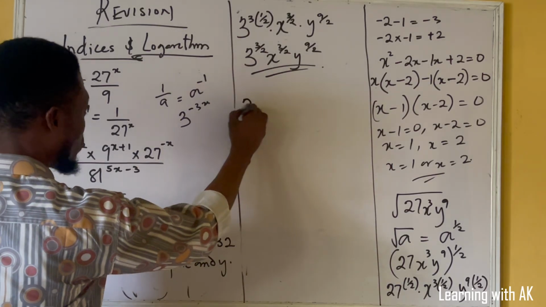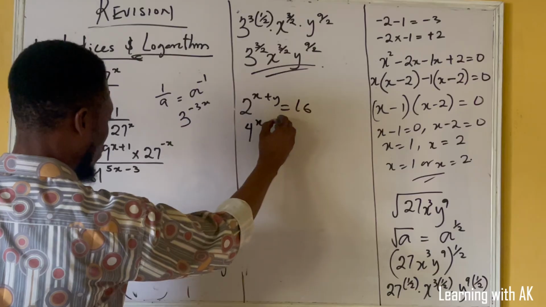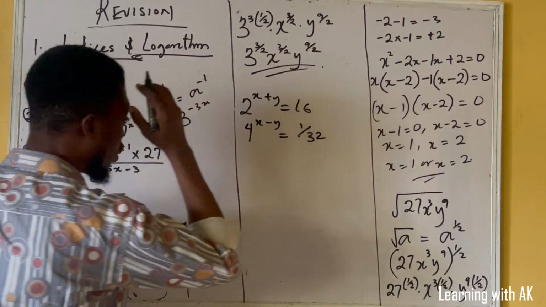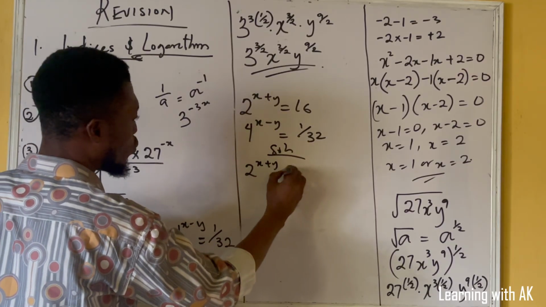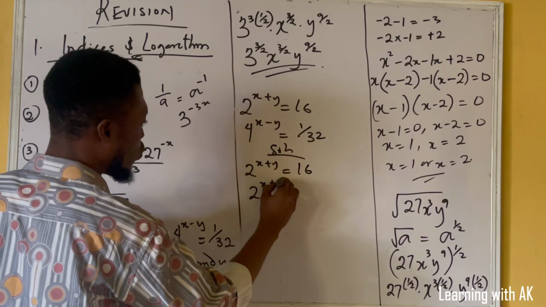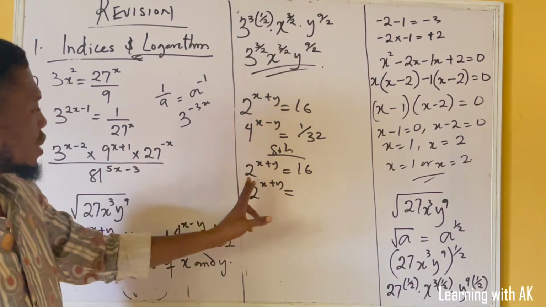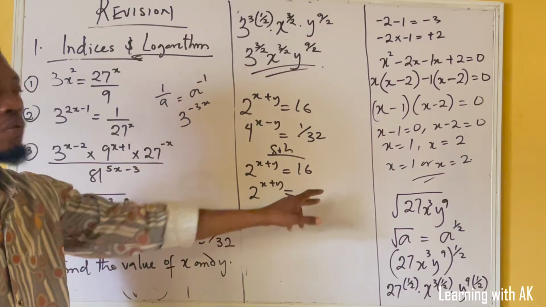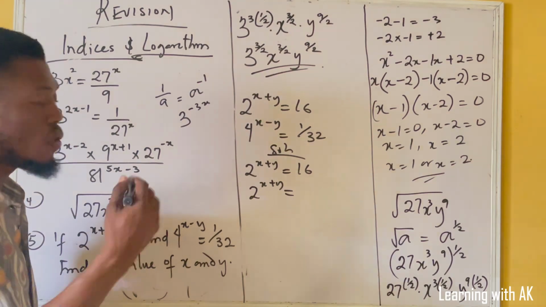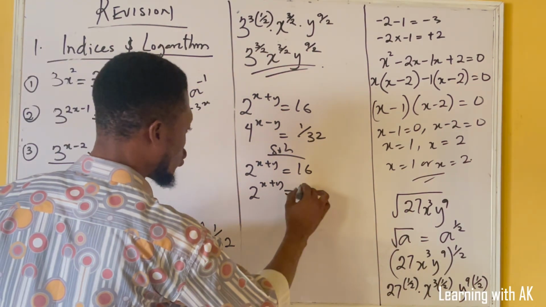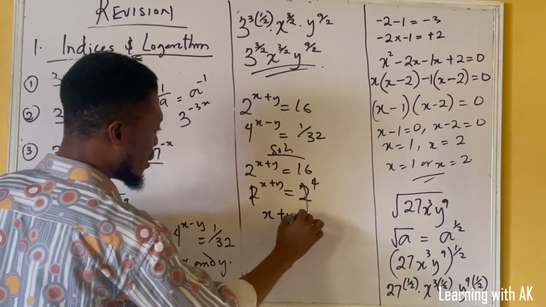So the last one is 2 raised to power x plus y equals 16 and 4 raised to power x minus y equals 1 over 32. So what do we do? Take the first one: 2 raised to power x plus y equals 16. Put this in index form. Now what is this number here? 2. Definitely the index will be 2 raised to power something, and 2 raised to power 4 is 16. 2 times 2 is 4, 4 times 2 is 8, 8 times 2 is 16. So this is going to be 2 raised to power what? 4. However, the bases are the same, so we have x plus y equals 4.